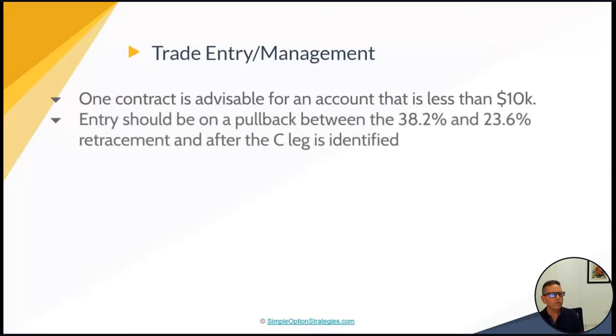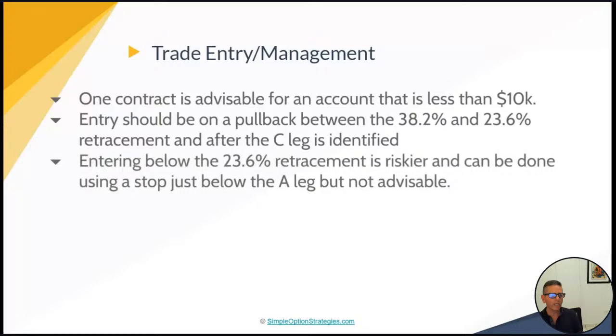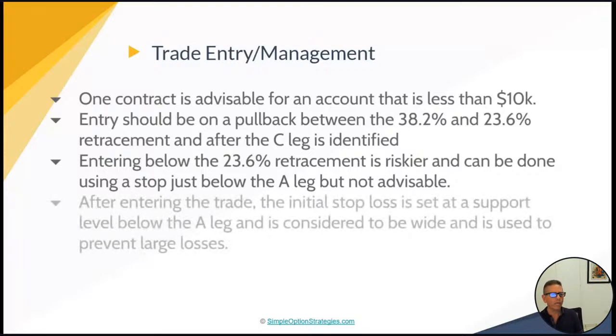All right. So entry should be on a pullback between 38.2 and 23.6% retracement after the C leg is identified. And we showed that, right? And we're going to look at it again here. So entering below the 23.6 area is riskier because the market has not moved up as much. Okay. So it's in that phase where it might test the bottom and go through it. So it's actually more advantageous, or less risk, if you go up to the 38 level, then the market has some momentum already, and that's when you want to enter your trade.